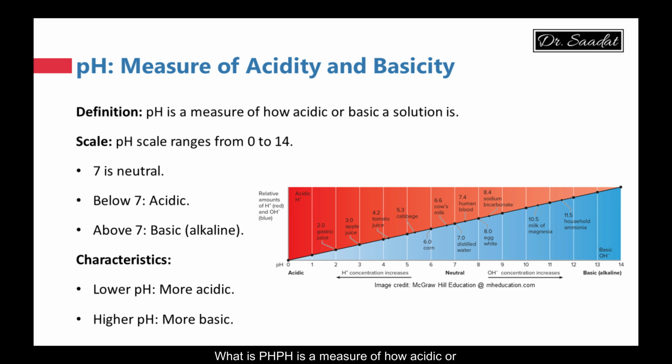What is pH? pH is a measure of how acidic or basic a solution is. It goes from 0 to 14, with 7 being neutral. Solutions with a pH below 7 are acidic. The lower the pH, the more acidic the solution is. Solutions with a pH above 7 are basic, also called alkaline. The higher the pH, the more basic the solution is.